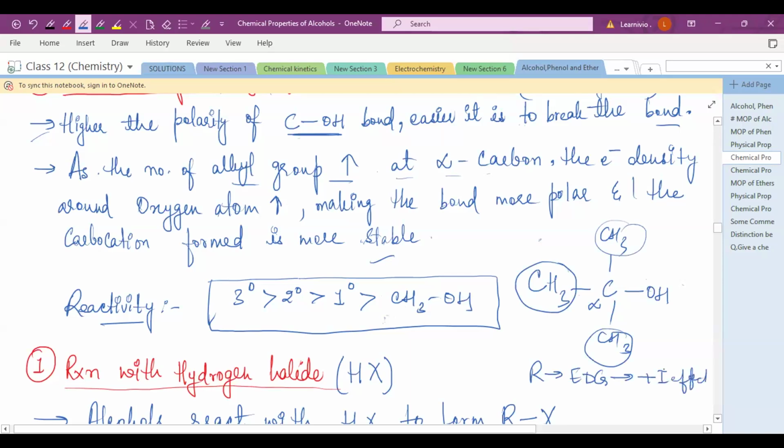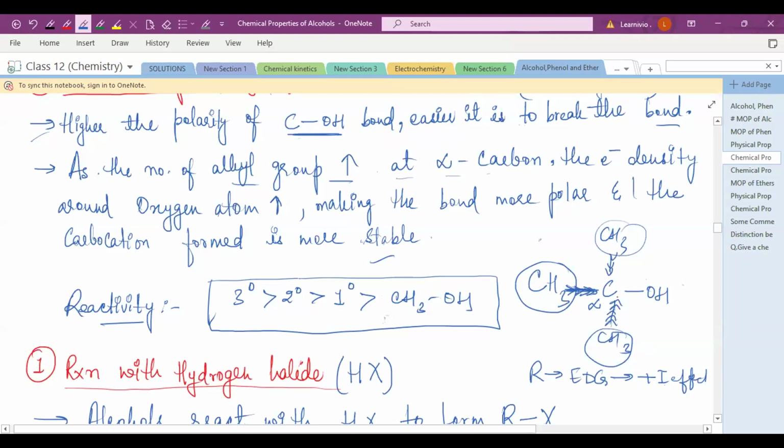And what does a plus I group show? Basically, what is the inductive effect? This electron donating group pushes the electron away from itself, khud se door push karta hai, like to the adjacent carbon. So this CH3 group will push the electron density towards this carbon. Again, this alkyl group will show the plus I effect. It pushes the electron towards this, and again this.